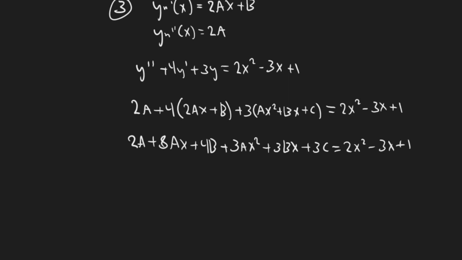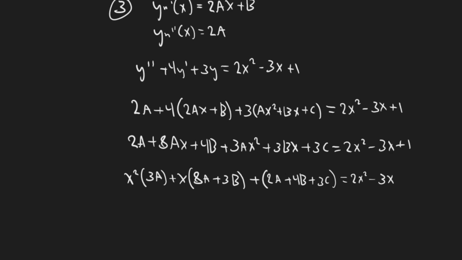Okay, so now what I like to do is group all of these terms on the left-hand side based off of their order of x. So for example, I'll write an x squared right here, and then I'll write every term that's being multiplied by an x squared on the left side. And here that's actually just 3a, and then plus x, every term with an x. Let's see, I see 8ax, so I'll write an 8a here, and then I also see a 3bx, so I'll write a 3b here as well. And then x to the 0, well, I'll just write a parentheses here anyway, just to group all of the constant terms that have no x. So this will be 2a plus 4b, and then plus 3c. And then that still equals 2x squared minus 3x plus 1.